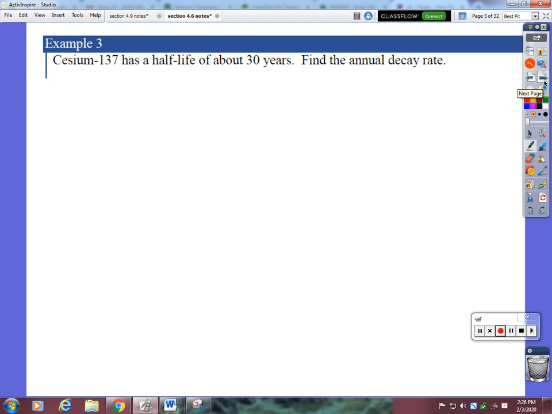Let's find the annual decay rate. This says cesium-137 has a half-life of about 30 years. Find the annual decay rate. So the way we're going to do that is that it gets cut in half once every 30 years. If I raised this to the x power, that would imply it gets cut in half once every year. So I'm going to raise that to the x over 30 power. You see how that happened?